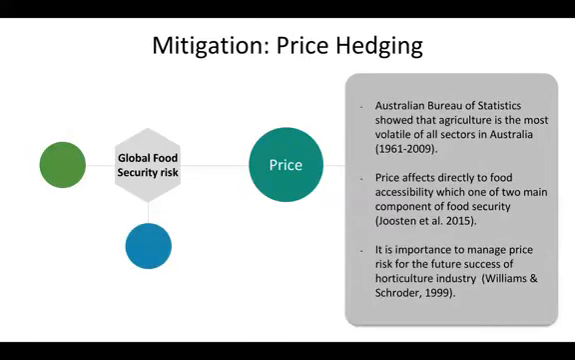According to the Australian Bureau of Statistics, agriculture can be seen as one of the most volatile sectors in Australia, with horticulture being one of the two main agricultural industries.